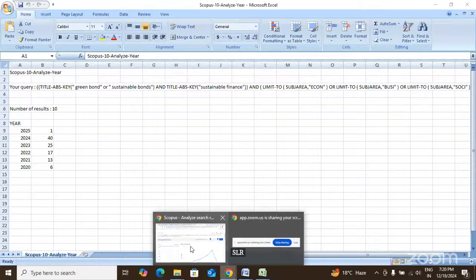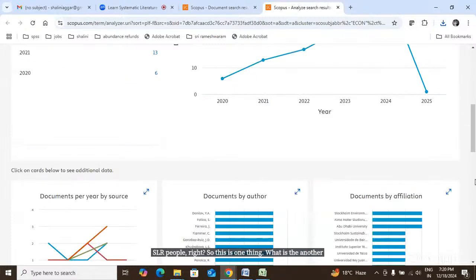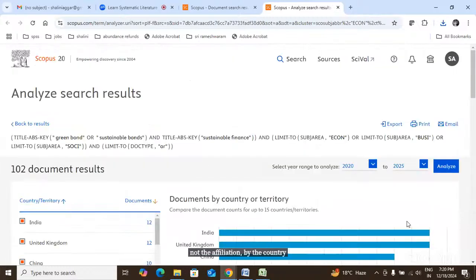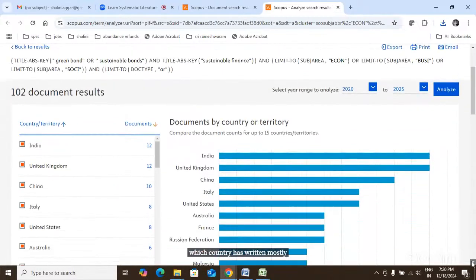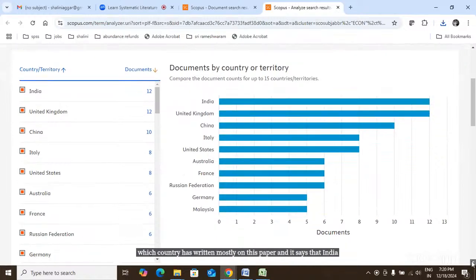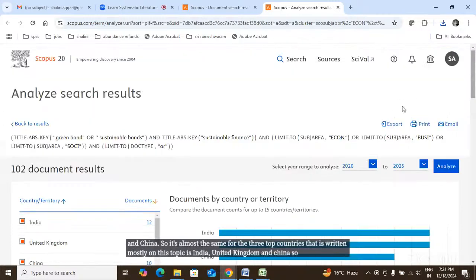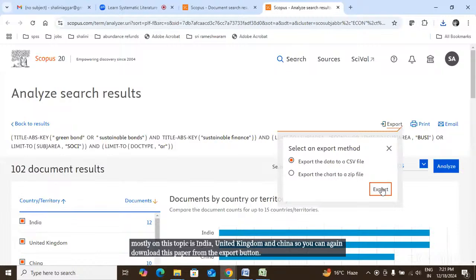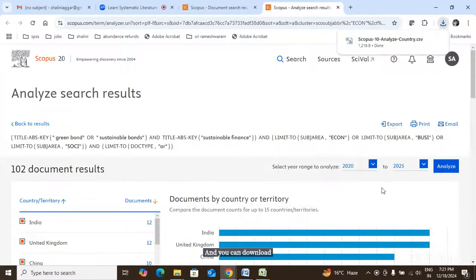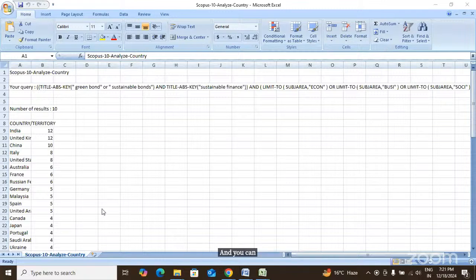What is another thing that you can make use of? The documents by country. Which country has written mostly on this topic? It says India, the United Kingdom, and China are the top three countries. You can again download this from the export button and make use of it. So this is another table that we have got. I'll tell you how to make use of it.